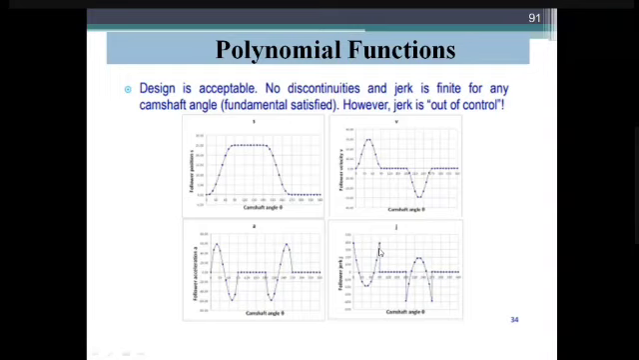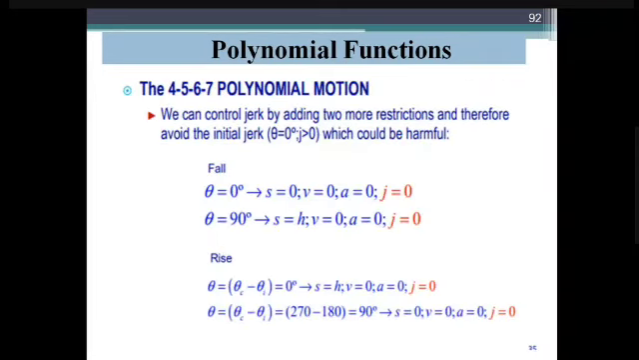We can still modify it by adding coefficients. Now we are going to solve the 4, 5, 6, 7 polynomial because we are adding some more coefficients to reduce the jerk effect. Only then can we produce a good cam. Two functions are satisfied, the first order and second order curve, but the jerk is different. So we have to solve the jerk still more.